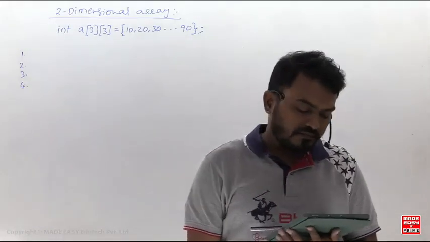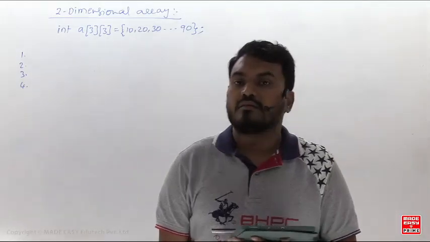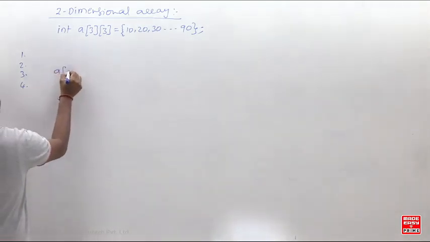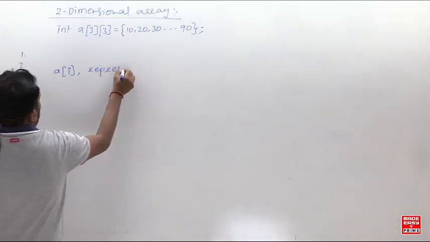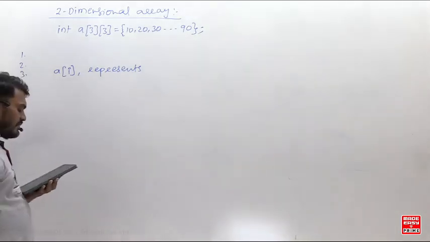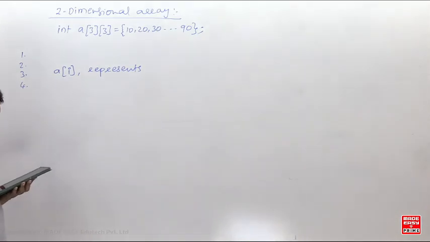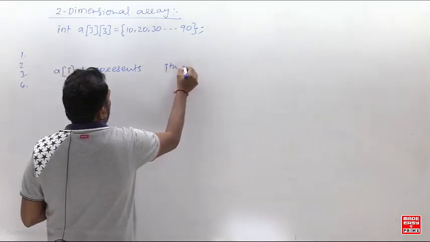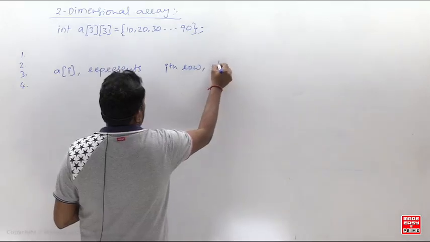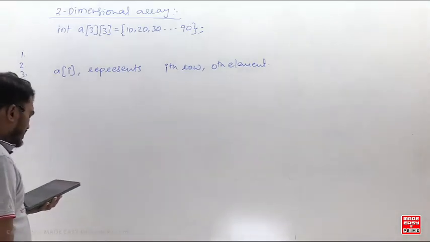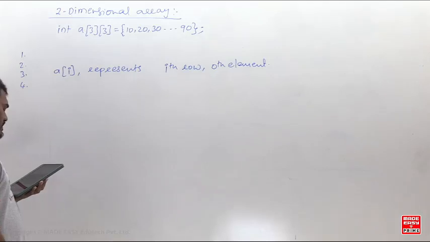And the third point: in the 2D array, a of i represents the constant base address of the ith row, 0th element, and it cannot be changed.